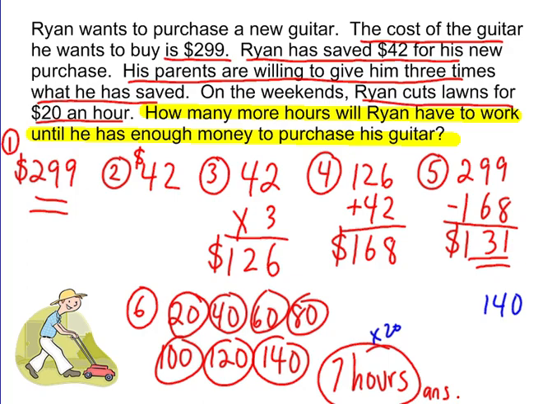His parents are willing to kick in $126, and he already had $42 saved. So if we take the money he earned cutting grass and the money that his parents gave him and what he's already had saved, he'll have $308, plenty of money to purchase his $299 guitar, and he'll even have a little bit of money left over. So that's how you solve a word problem using the 4-step technique.